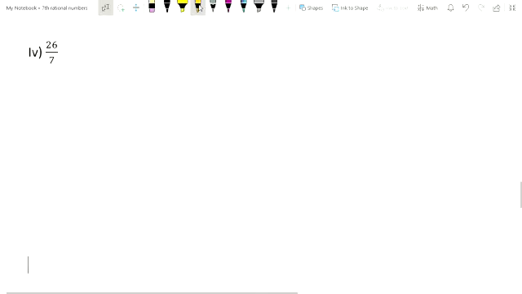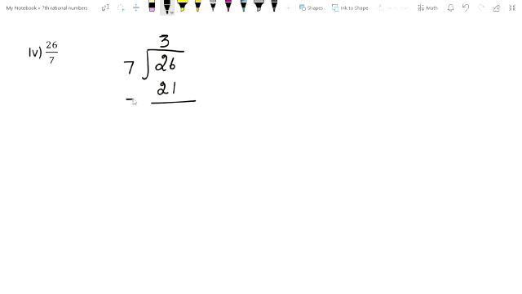26 by 7. Here 26 is the dividend, 7 is the divisor. How many times does it occur, children? 3 times. 3 sevens are 21. Now you subtract this. What you will get? 5. Keep the decimal, add 1 0.